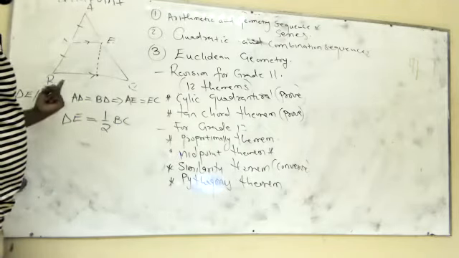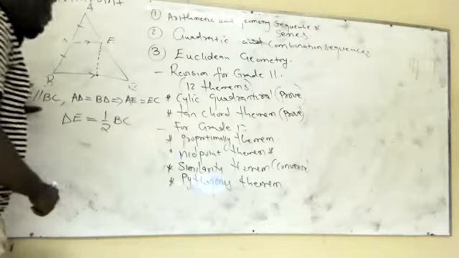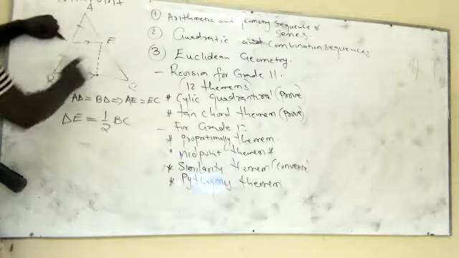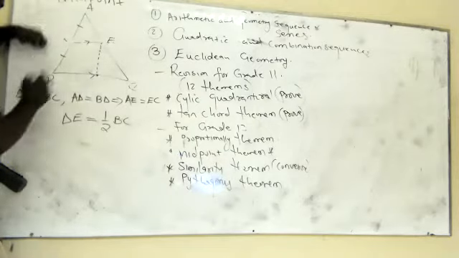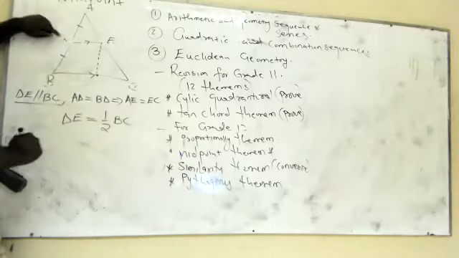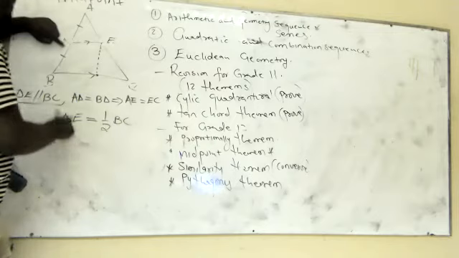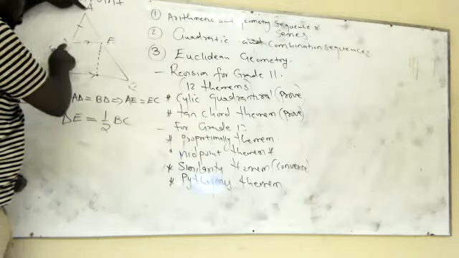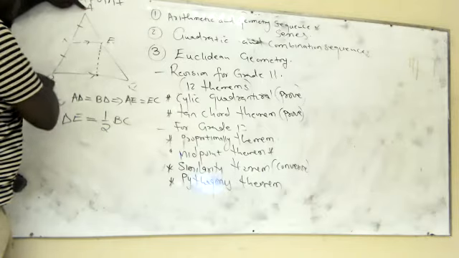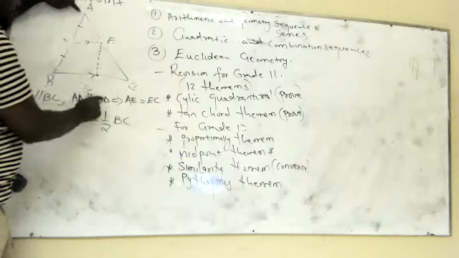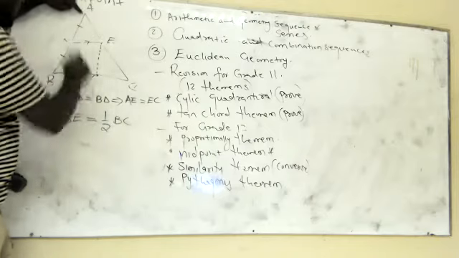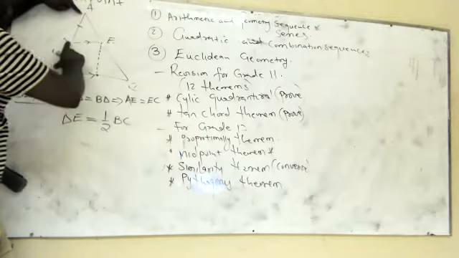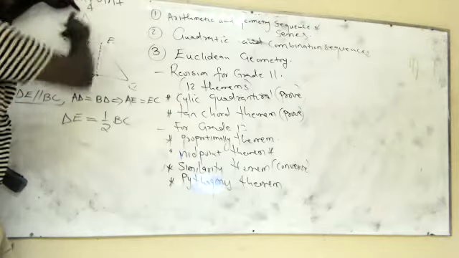So instead of having one argument, we are now going to have two arguments. The first argument, which we have made from the proportionality theorem, is that DE must be parallel to BC. That's the first one. And then the second argument under the midpoint theorem is that the side AD must be equal to BD. So this distance here must be equal to that distance we have there.